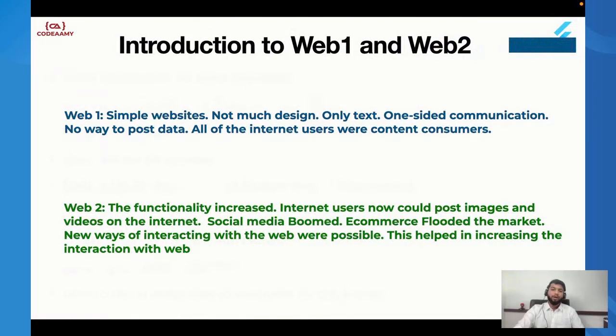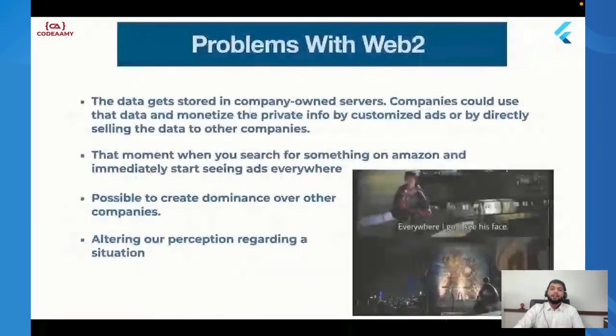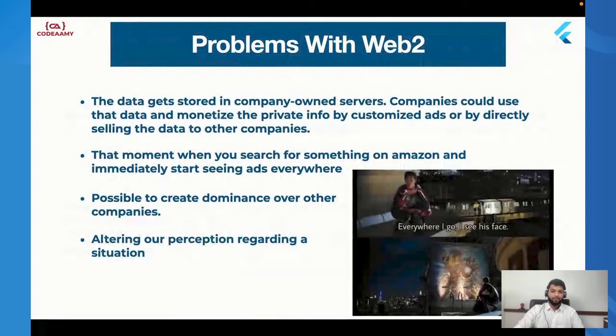So this was all possible because of Web 2, and Web 2 was a huge leap from Web 1. Now, if Web 2 is so good and everything is happening so nicely on a global scale, then why do we need Web 3, right? There were some problems with Web 2. The data gets stored in company-owned servers. For example, there is a server which hosts all the data, because data has to be stored somewhere.